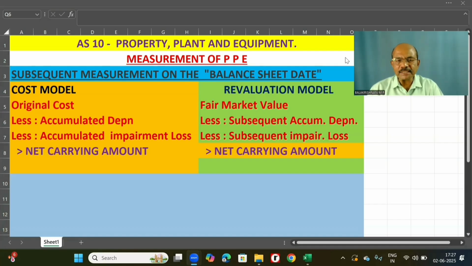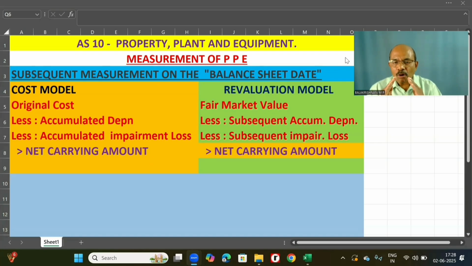Well, key features are it reflects fair value of assets. Revaluation must be regular. Upward revaluation means revaluation reserve will be credited and downward revaluation means profit and loss account will be debited. Of course, unless reserves exist for adjustment.